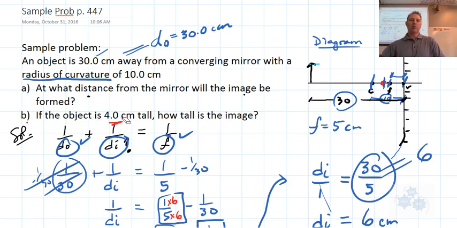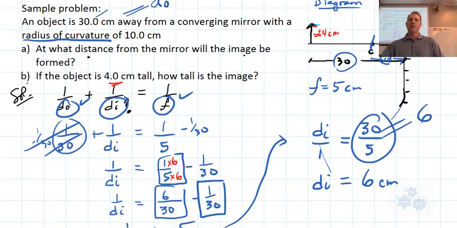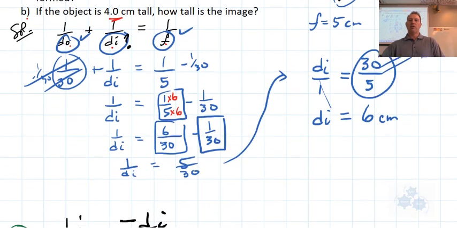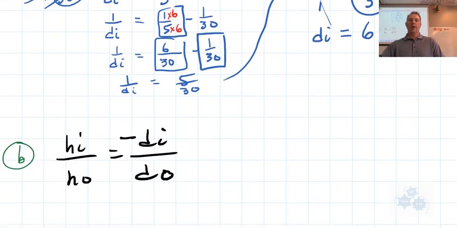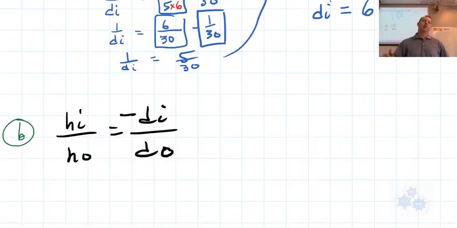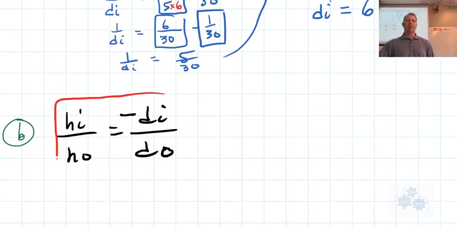So if the object is 4 centimeters tall, how tall is the image? Okay. So now we know that this here is 4 centimeters tall. It's positive 4 centimeters because it's facing upward. And so I have to use what I know, and I know DO, DI, and F now. And I have to use what I know to find the height of the image. So this is where we use our magnification equation. This one right here for B.